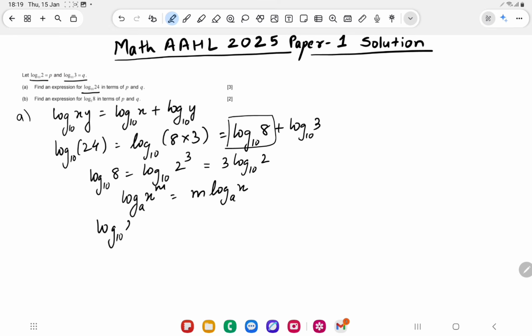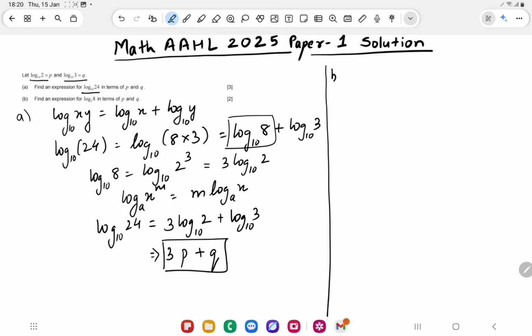I will write it here. So log 24 with base 10 can be written as 3 log 2 with base 10 plus log 3 with base 10. And in the question, log 2 is given to me as P and log 3 is given to me as Q. So this will be my final answer.